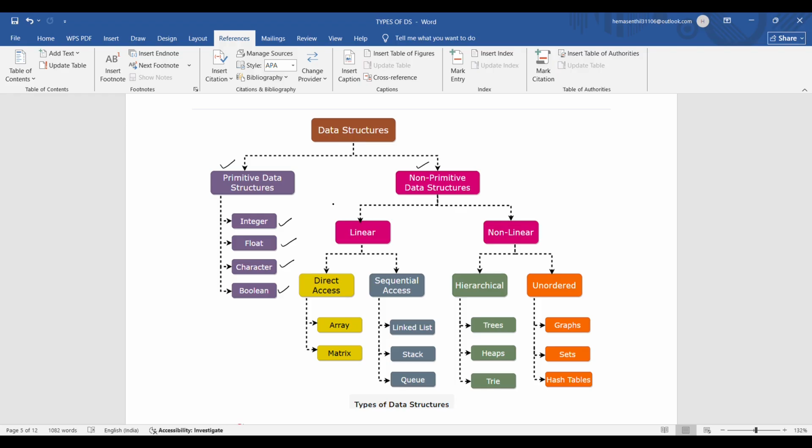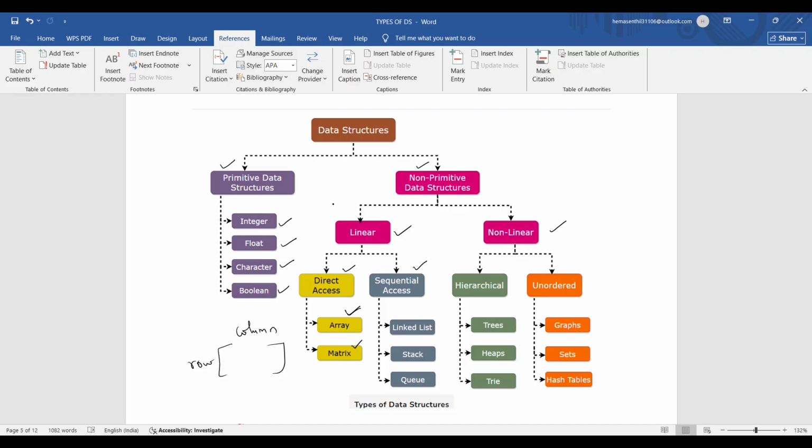Next we are coming to non-primitive data structure. It is further classified into two types, that is linear and non-linear. This linear is further classified into two types, that is direct access and sequential access. Direct access has one type, that is array. Array is the representation of a matrix. As you know well, we will have rows and columns, so that is nothing but a matrix. So in direct access we talk about the array data structure.